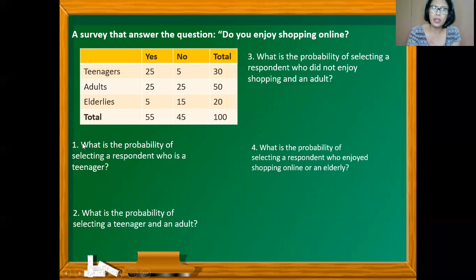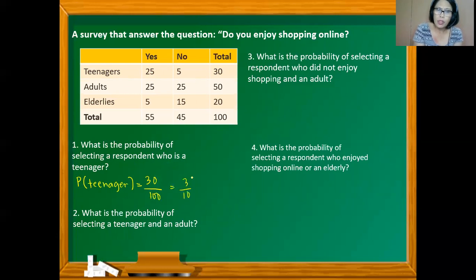And the first question here is, what is the probability of selecting a respondent who is a teenager? So we have to find out how many total teenagers are in the data. We have 30 over 100, so this is 3 over 10. So the probability that as we select a respondent from 100 respondents, the chance of selecting a teenager is 3 over 10.